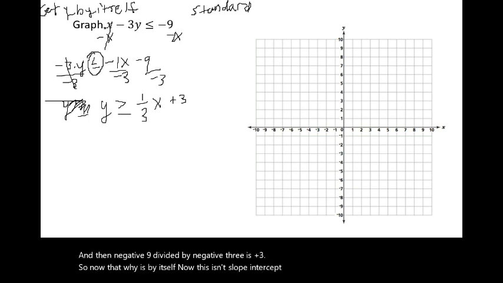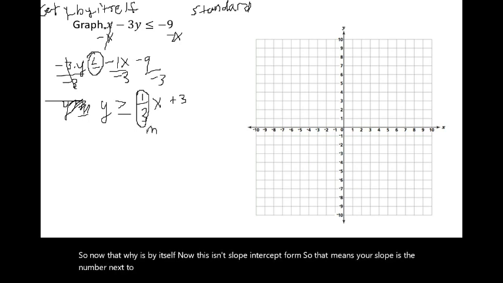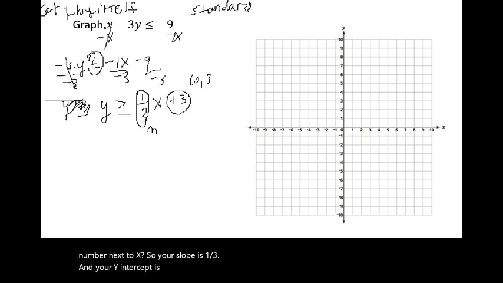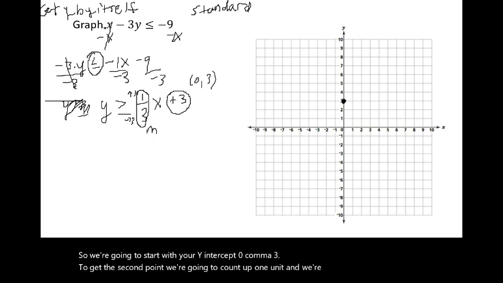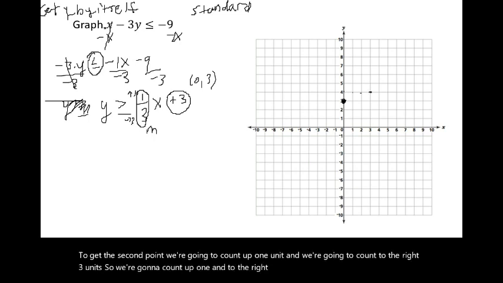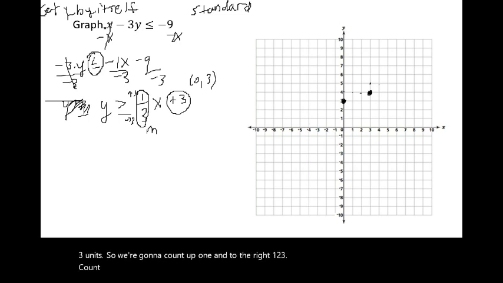That means your slope is the number next to x. So your slope is 1/3, and your y-intercept is 0, 3. So you're going to start with your y-intercept, 0, 3. To get the second point, we are going to count up 1 unit, and we are going to count to the right 3 units. So we're going to count up 1 and to the right 1, 2, 3.